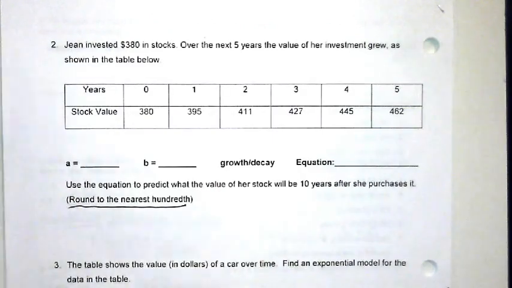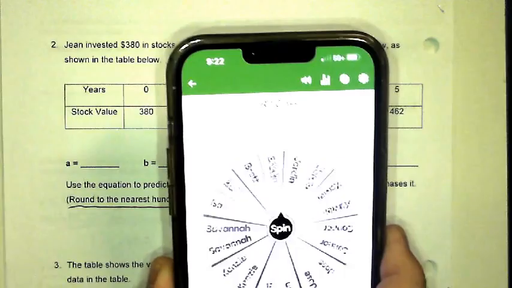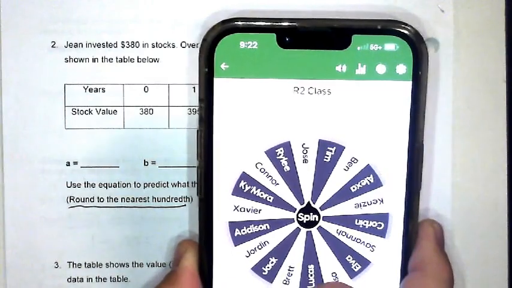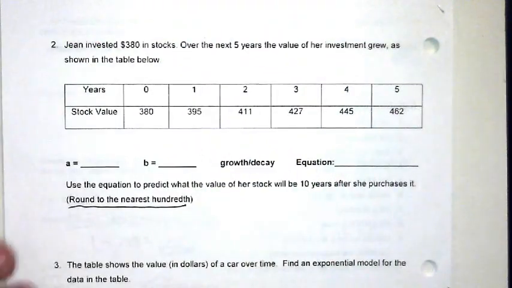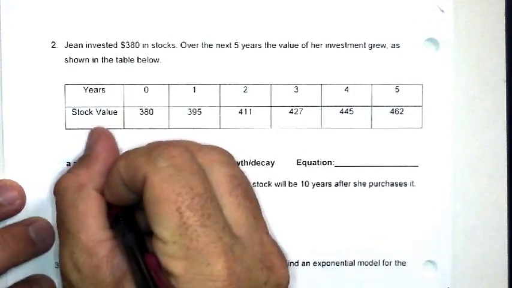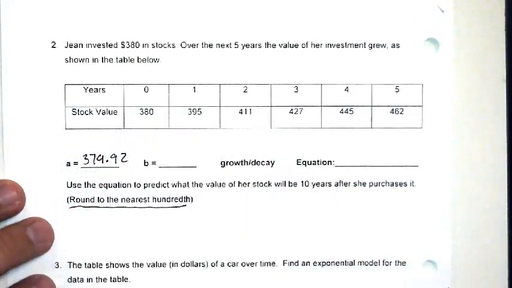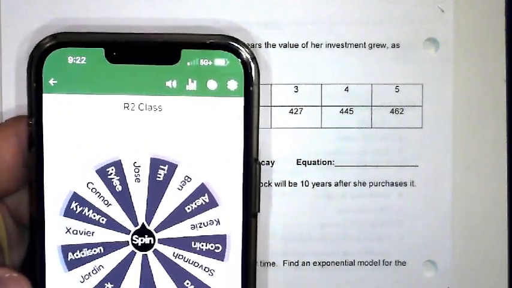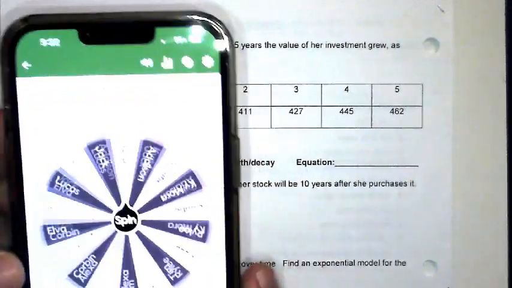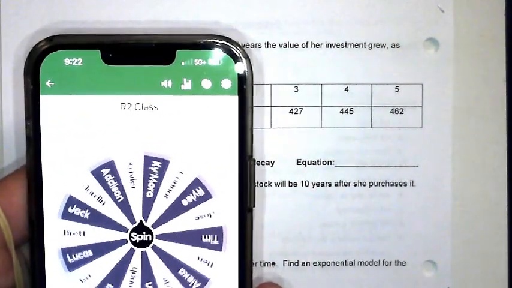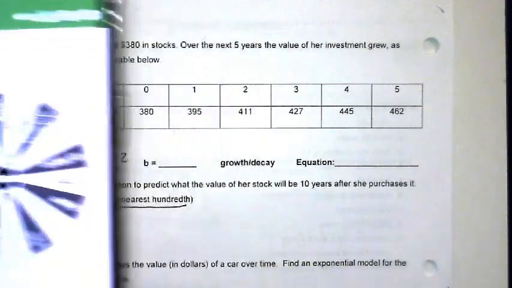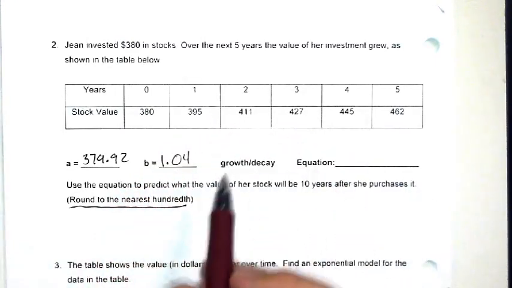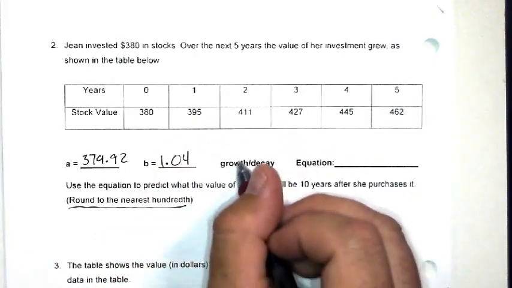Let's see if fate decides that you should answer, Issa. No, it has chosen Jose. Jose, what'd you get for the A value? 379.92 is correct. Jack, what'd you get for the B value? 1.04. Now, Jack, can you just answer me quickly? Is that a growth or decay? Growth. Perfect.